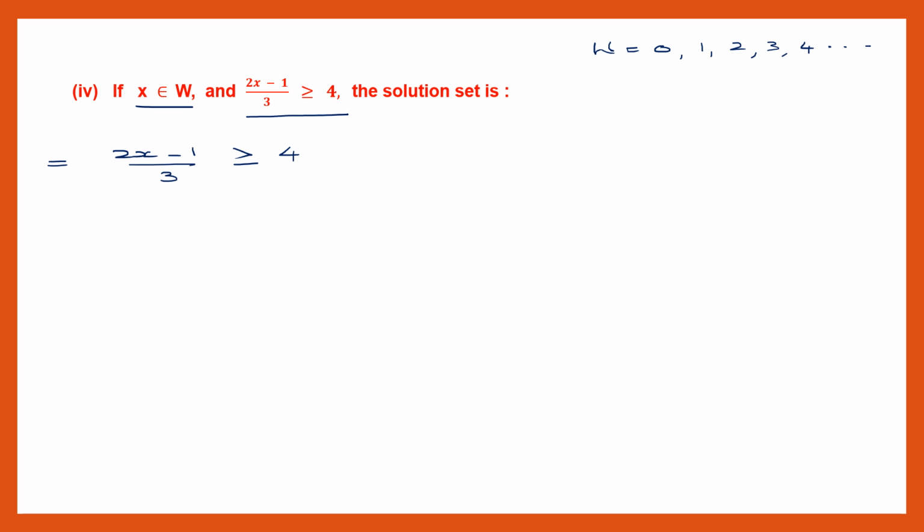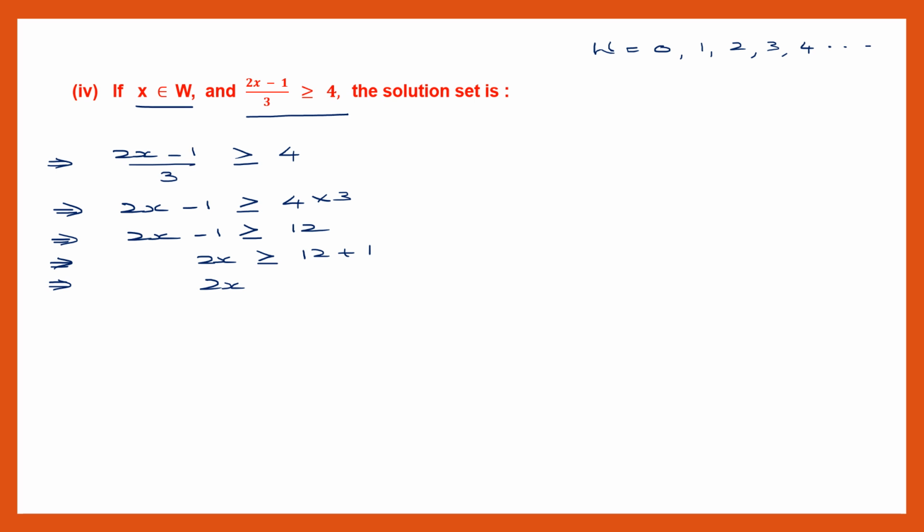So we're going to solve this. So this will be 2x minus 1 is greater than or equal to 4 into 3. I'm transposing 3 to the other side, into 3. So 2x minus 1 is greater than or equal to 12. Now 2x alone, 2x is greater than or equal to 12 plus 1. So again here 2x is greater than or equal to 13.